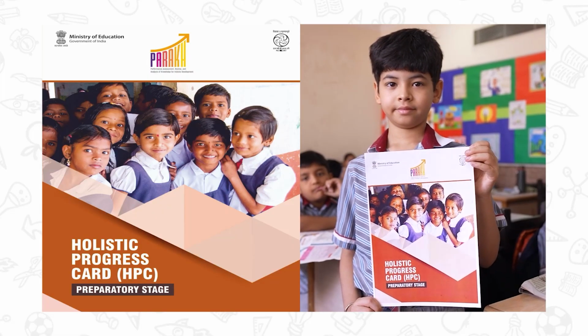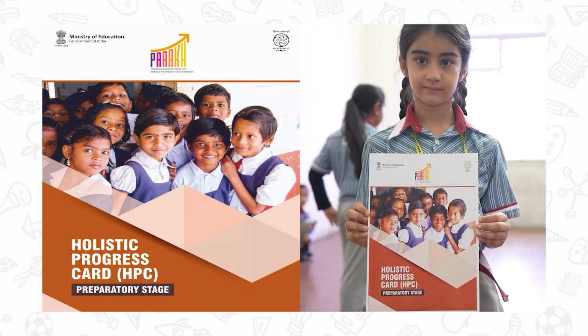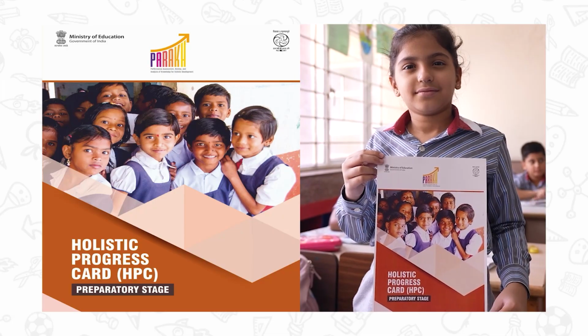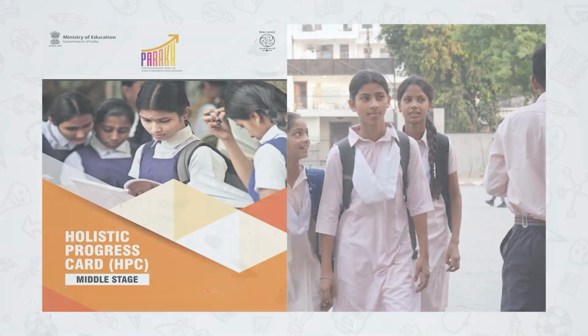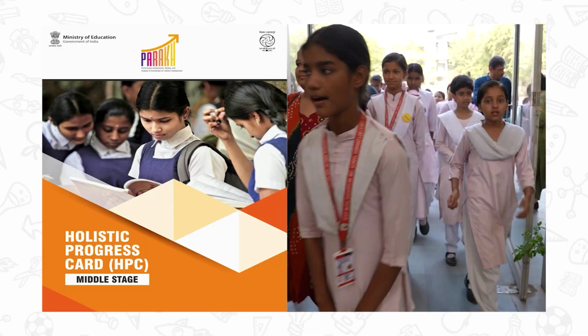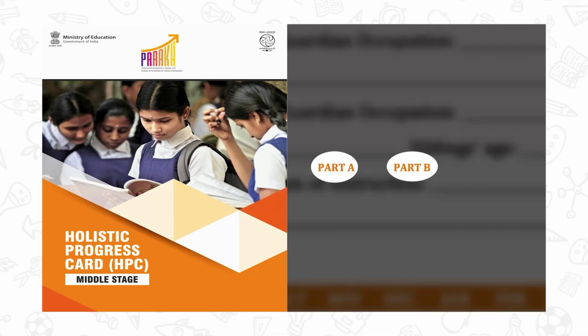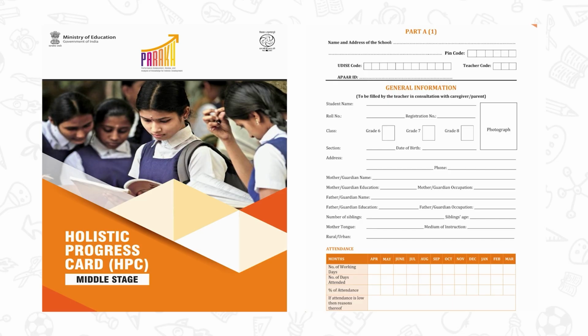Parak hopes that the Holistic Progress Card at the preparatory stage will make the learning journey of children holistic and enriching. Let's go through Parak's Holistic Progress Card for the middle stage. The HPC is divided into three parts: Part A, Part B and Part C. Part A has four sub-parts, A1 to A4.